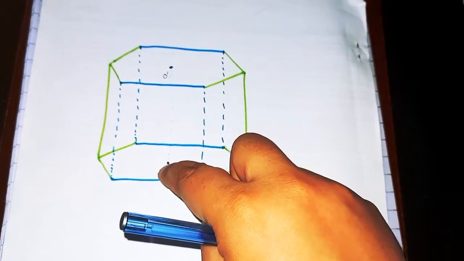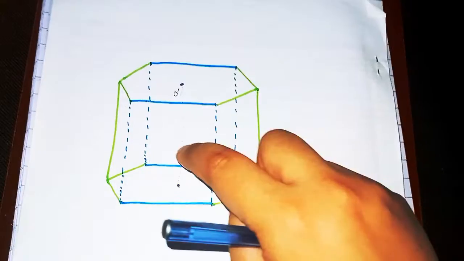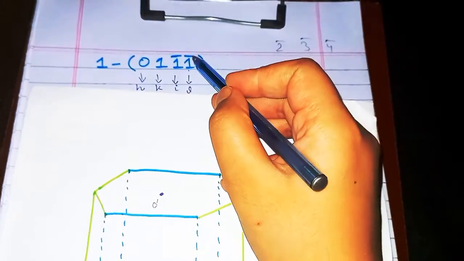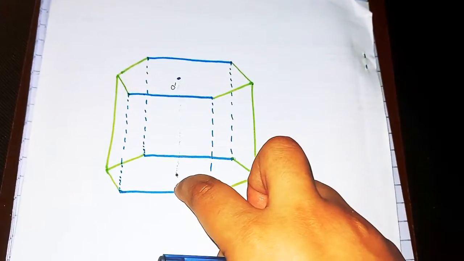You always have to shift the origin by 1 unit from one corner of the unit cell to the other corner of the unit cell. It's always 1 unit shifting, so don't be confused. If it's negative, you'll shift the origin here. If it's positive, you'll work from this point.